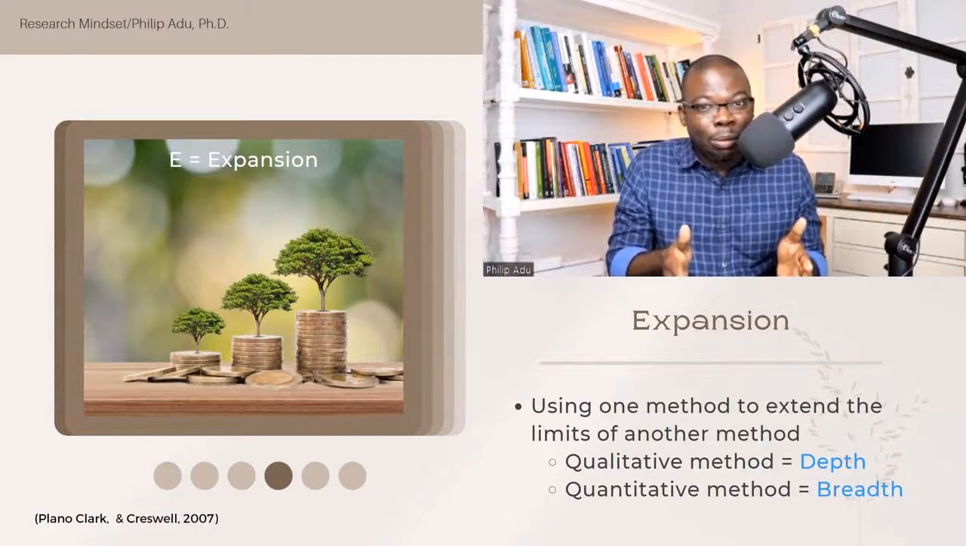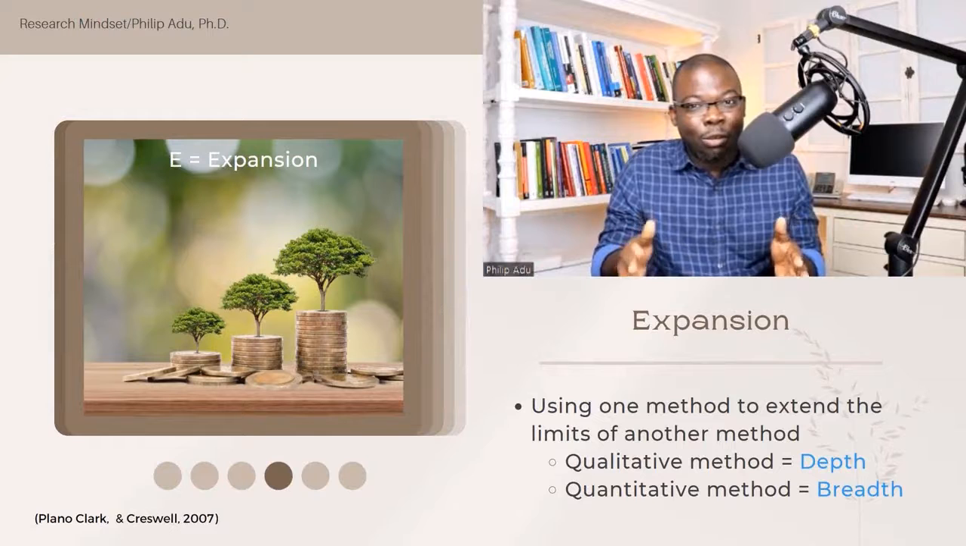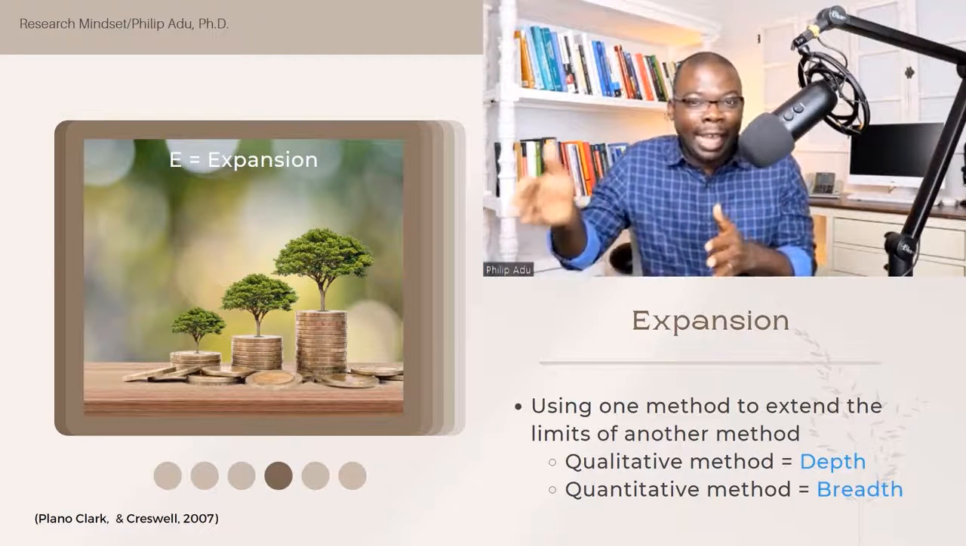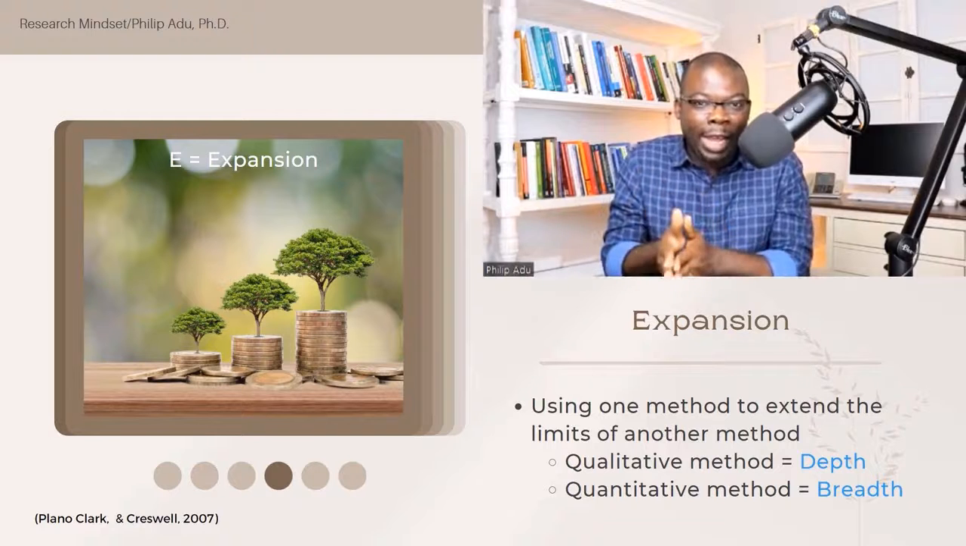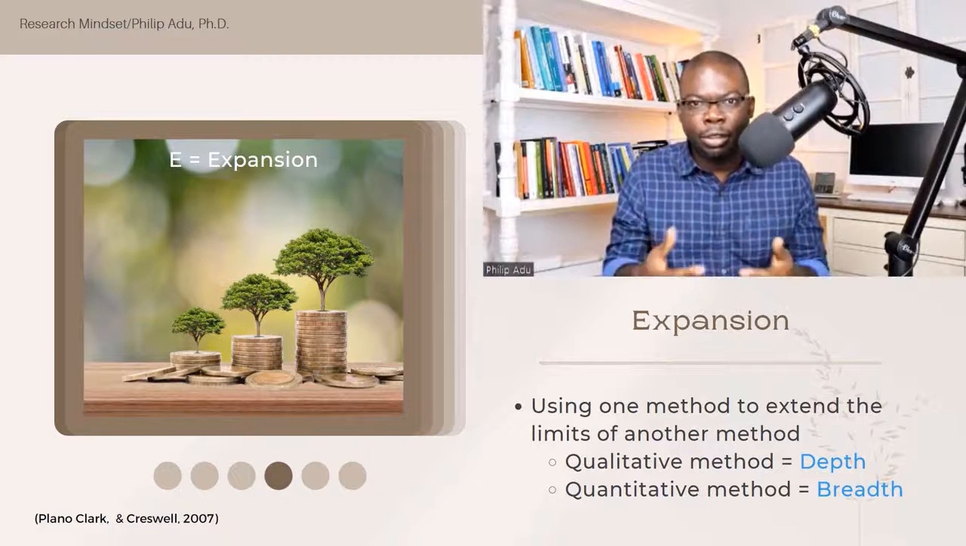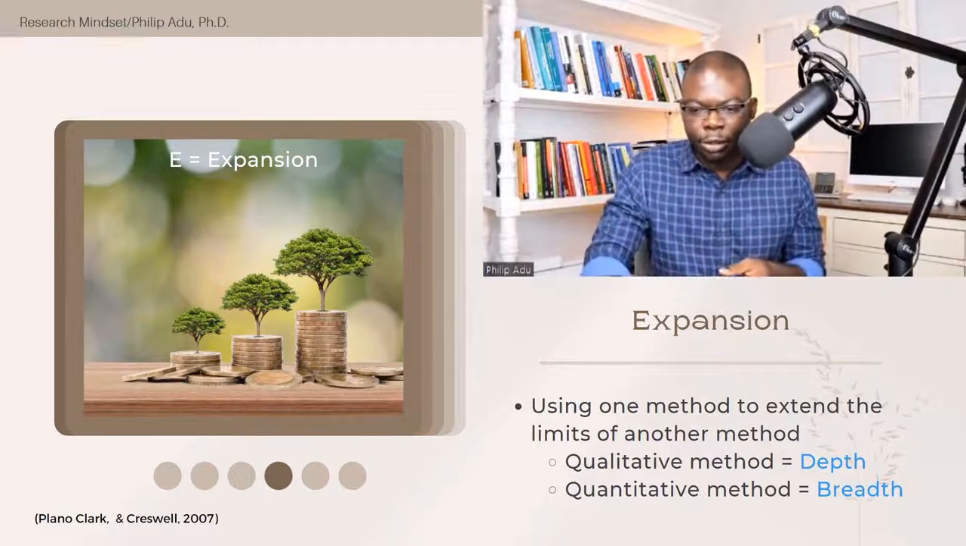The next one that you have to think about is expansion. One methodology may not be able to get a full picture of what you are studying. You use the second methodology to extend from where the first methodology reached. So getting a complete understanding of the phenomenon, you can use expansion as a way of defending your methodology.